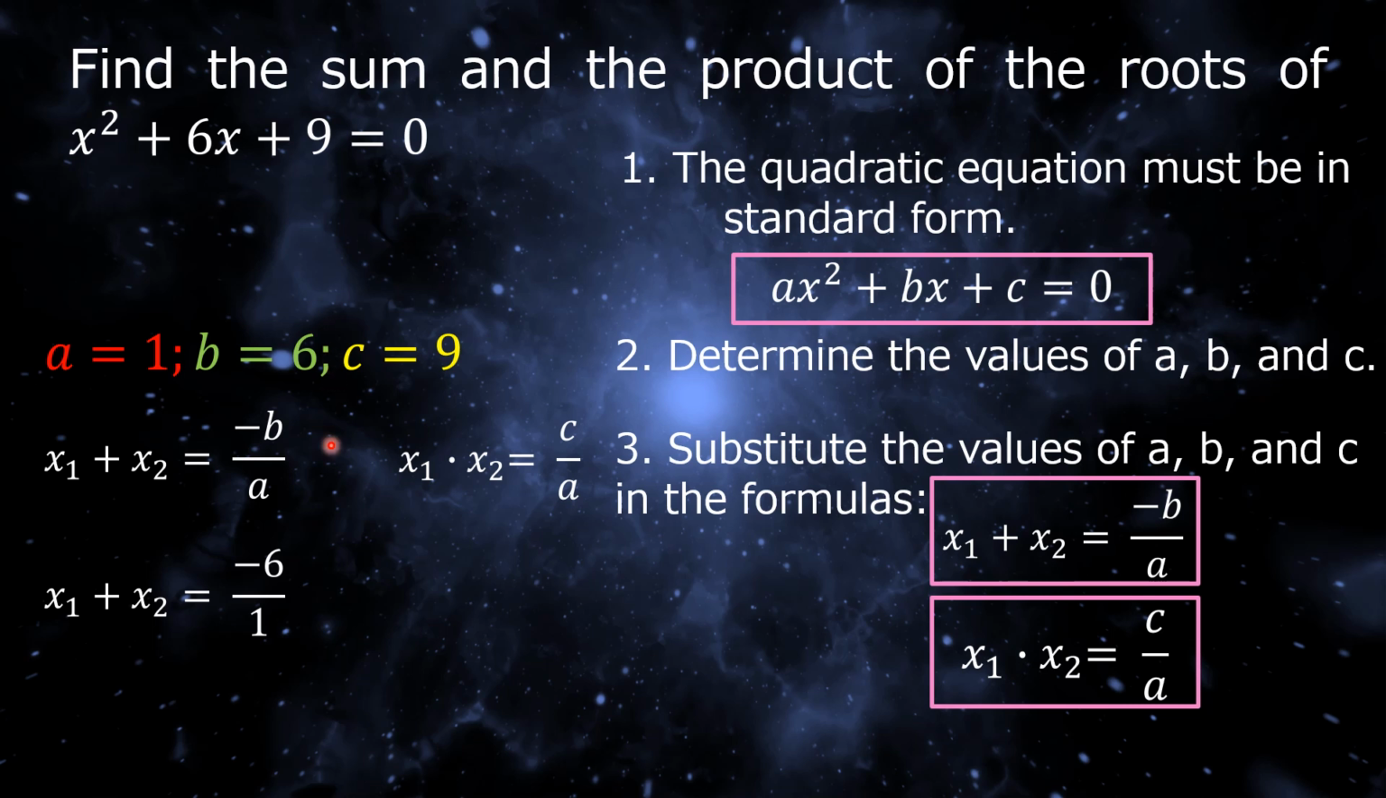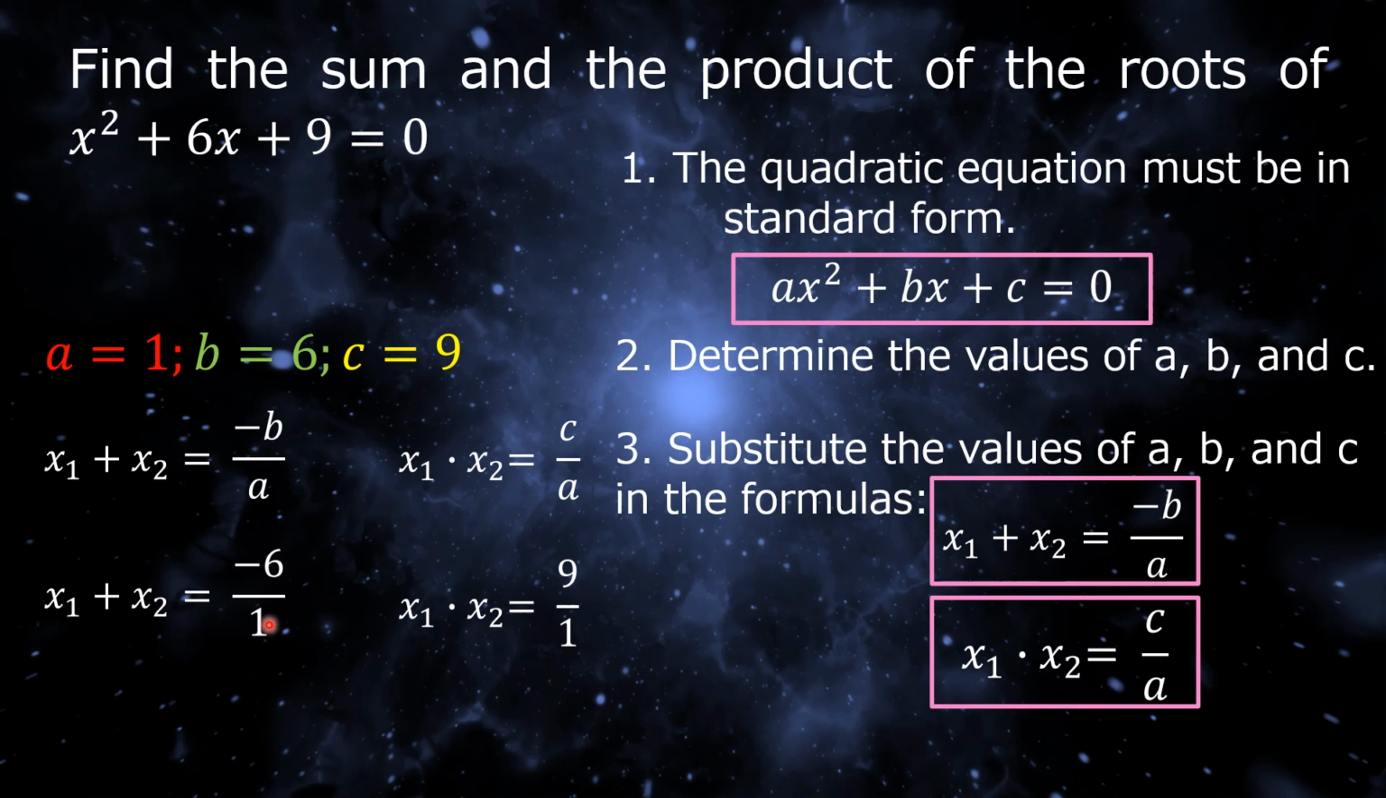So, magiging x sub 1 plus x sub 2 is equal to negative 6 over 1. Paano naging negative 6 kahit ang given ay positive 6 sa value ng b? Ito ay dahil ang nasa formula ng sum of the roots ay negative. So, kokopyahin natin yung negative sign and then substitute the value of b, which is 6 over 1, which is yung value naman ng a. Dito naman tayo sa product of the roots. X sub 1 times x sub 2 is equal to 9 over 1 dahil ang 9 ang value ng c at 1 ang value ng a.